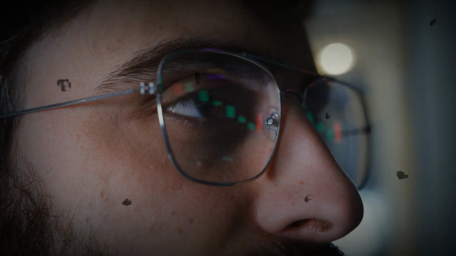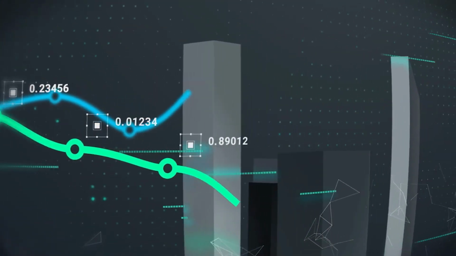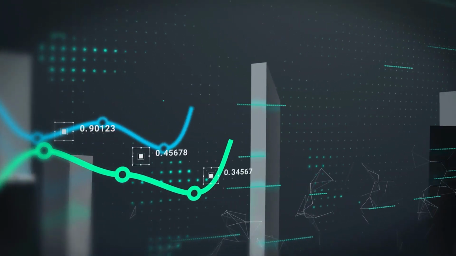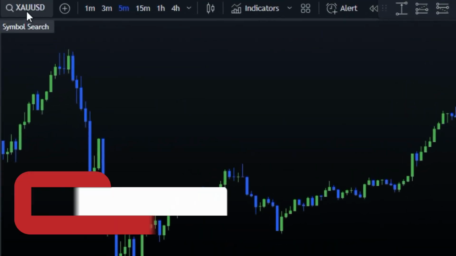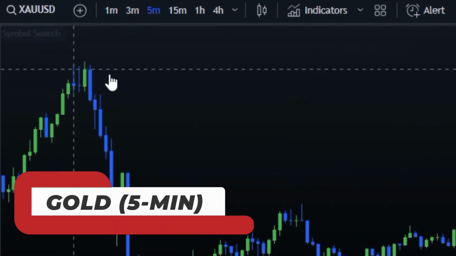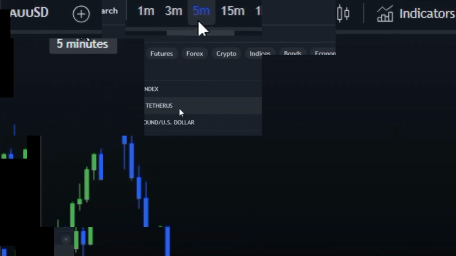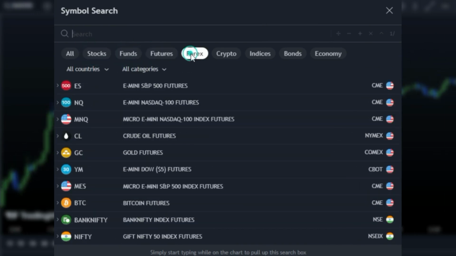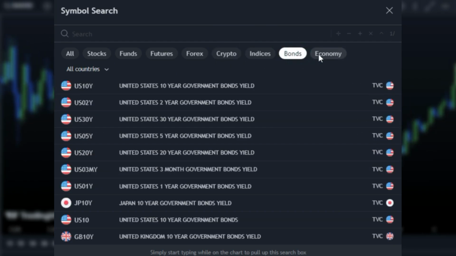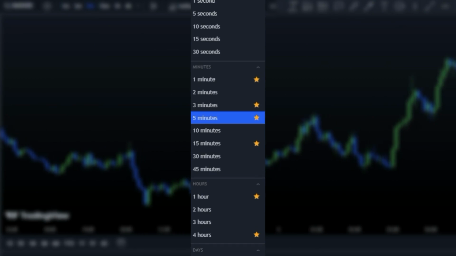Have you ever felt that despite your efforts, trading success is still hard to achieve? We have a straightforward strategy that might just be what you need to turn the tide. Today, we're looking at the gold chart on a 5-minute time frame. But don't worry, the strategy works on other charts and time frames too. It's a flexible tool that can adapt to many trading situations.